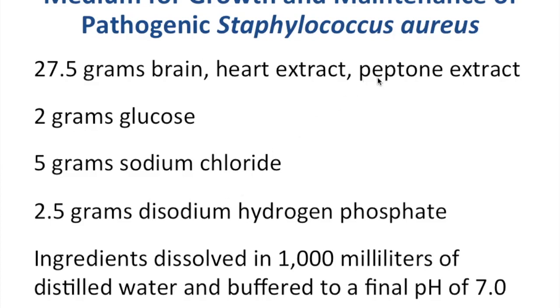This is the complex media. We have to add the extract of brain, heart, and peptone. It's relatively difficult to get the brain or heart extract, so it's a little bit difficult to make this media. For example, this media is required for Staphylococcus aureus.